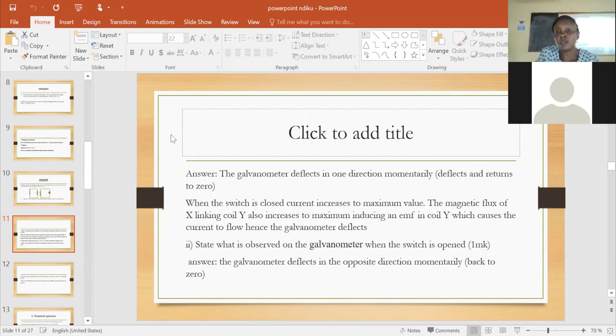But in this case, if the galvanometer went in one direction when you close the switch, then when you open the switch, the galvanometer deflects in the opposite direction, and then it returns back to 0. The word returning back to 0 must be mentioned.